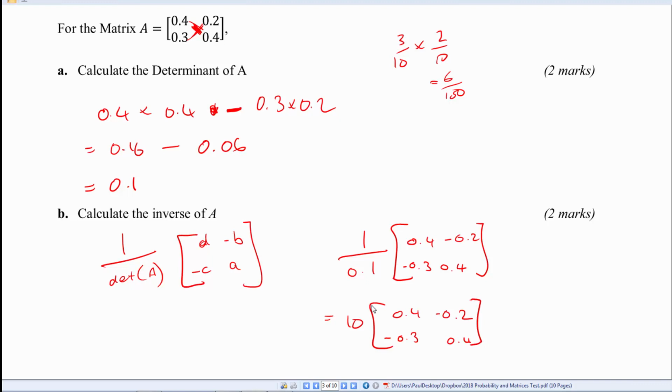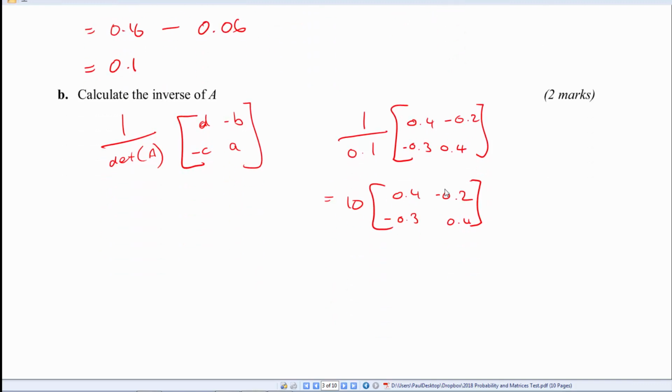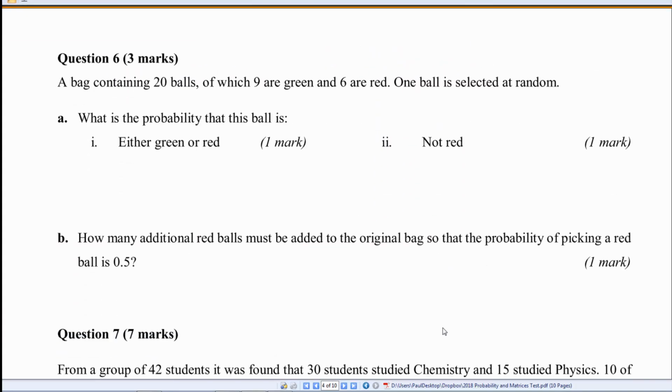Okay, and so now what we're going to do is multiply by 10, which means basically shifting the decimal point on all of those 1 to the right. So we're going to get 4, negative 2, negative 3, and 4. Alright, on to some probability.